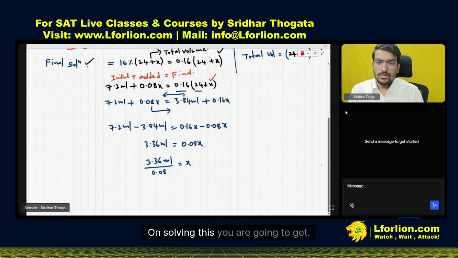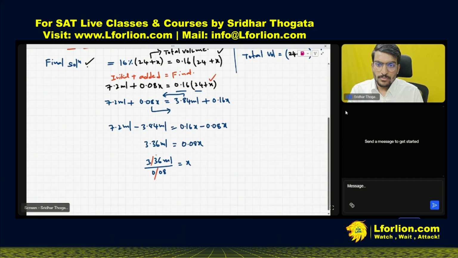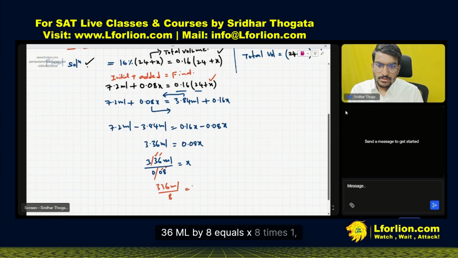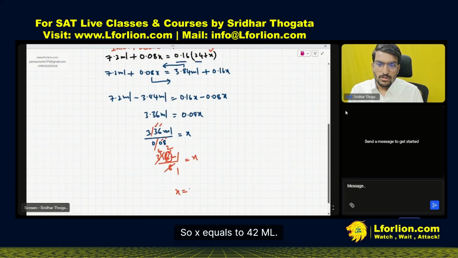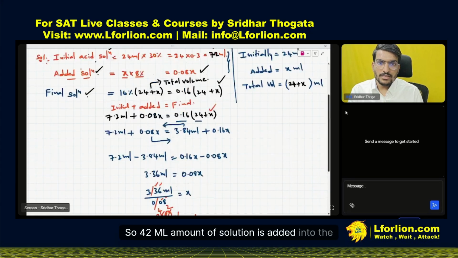On solving this, I'm just crossing out the decimal point because after the decimal point there are 2 digits, and then 336 ml by 8 equals x. 8 times 4 is 32, 1 is remaining, 16, 8 times 2 is 16. So x equals 42 ml. So 42 ml of solution is added into the solution.